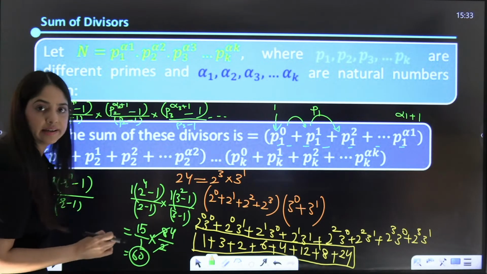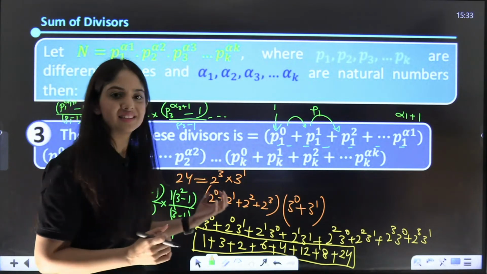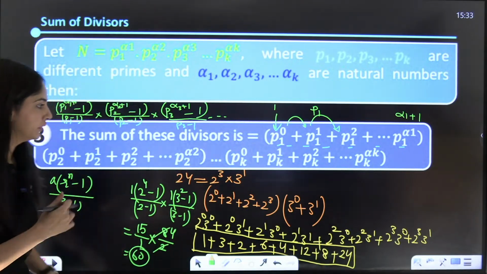Now this is definitely easier, this is definitely simpler, this is definitely faster. Okay.